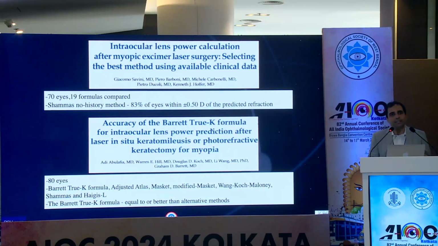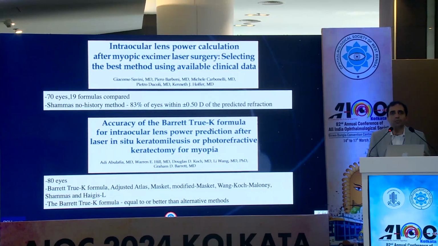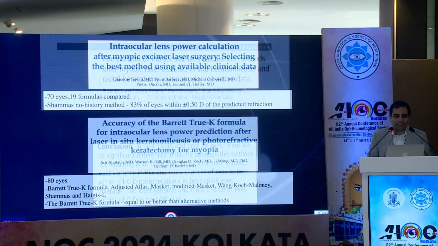Now most of the studies have shown that the Barrett True K, which is not the Barrett Universal, the Barrett True K, which is designed for post-refractive surgery eyes, seems to be working as well or as badly as most of the other formulas as far as achieving eyes within plus or minus 1 diopter of the targeted refraction. So for a normal myopic or hyperopic refractive surgery, at least for us, the Barrett True K formula is something that we rely on more often than not.